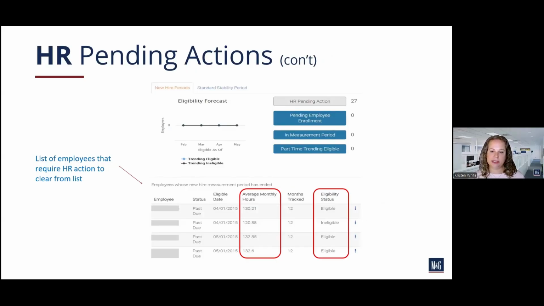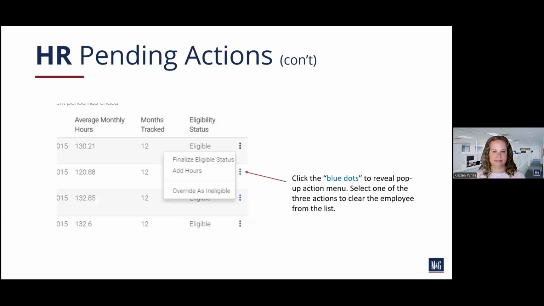So go through each employee to finalize their eligibility status. You can see here that we have a few employees that averaged 130 hours. They are marked as eligible. On the row for each employee, click on the three dots, then select Finalize as appropriate. If an employee is marked ineligible, but you know they have more hours, or you see they don't have the full 12 months populated, then use the Add Hours option.